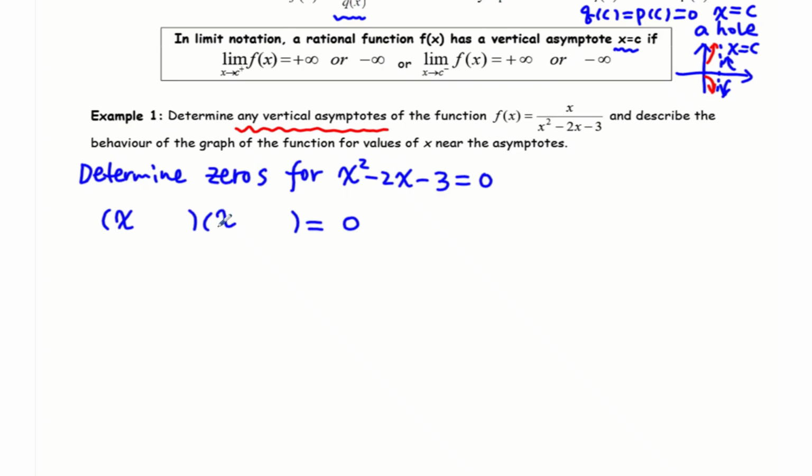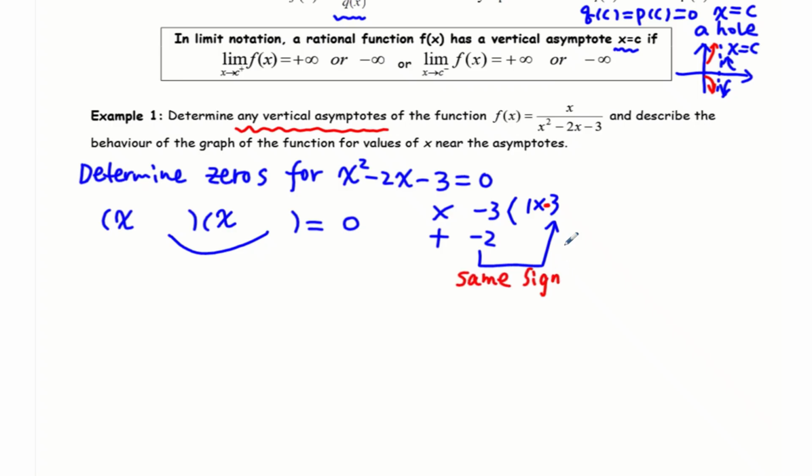x times x gives you x squared, no number at front. Then we want to find the two numbers that multiply to give negative 3 and add together to give negative 2. The factors of 3 are 1 and 3, since 3 is a prime number. The larger number of the factors needs to have the same sign as the sum, so it will be negative. Times together is negative, so one is negative and the other one needs to be positive.